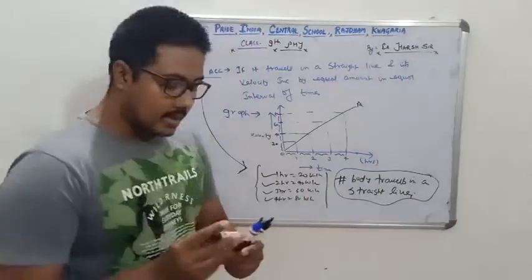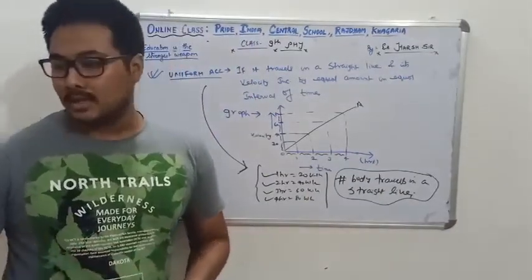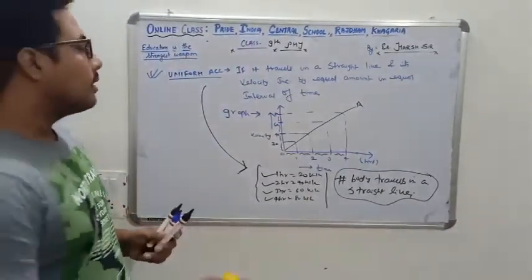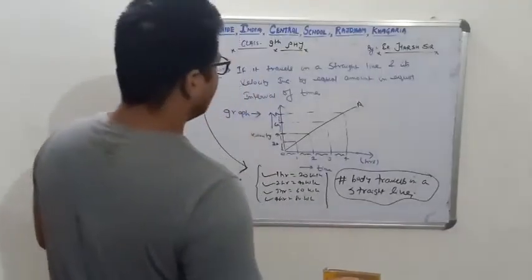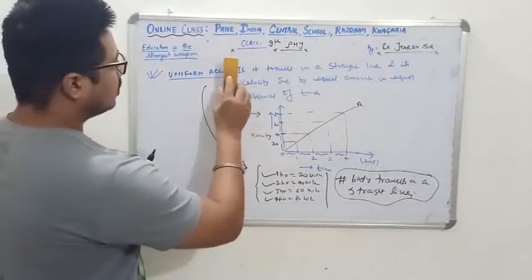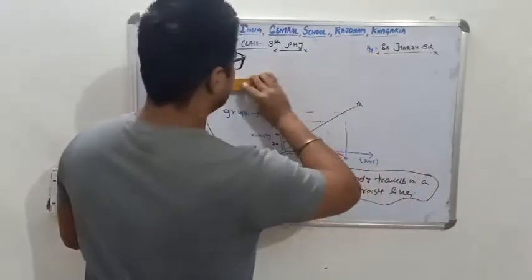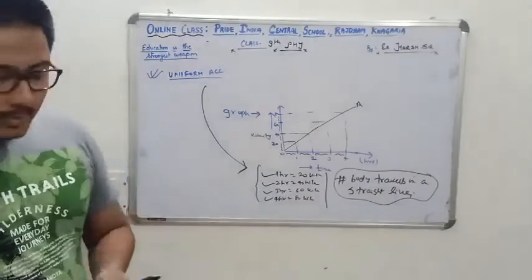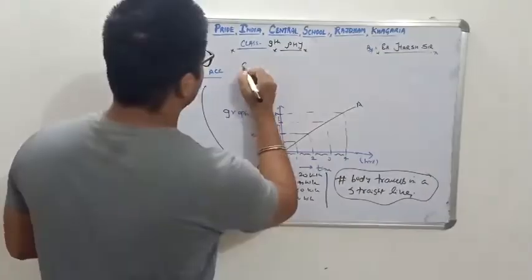So, can you tell me some examples of uniform acceleration? Can anyone tell me? I need to rub this. Okay, so I think I should rub this now. You might have all noted it down. What are the examples of uniform acceleration?